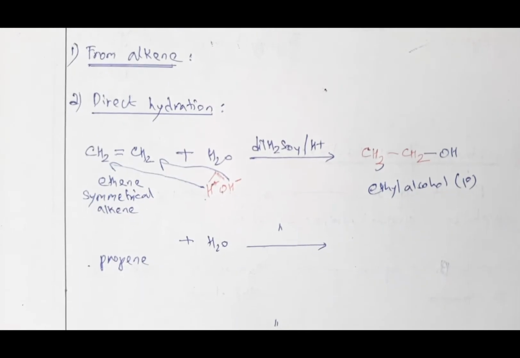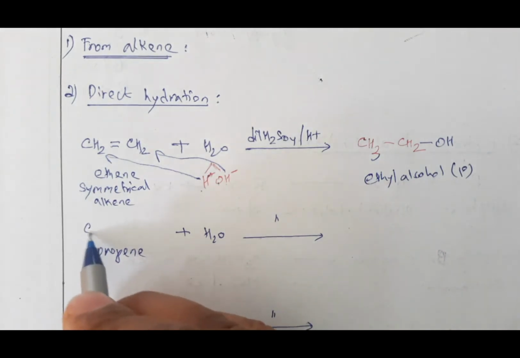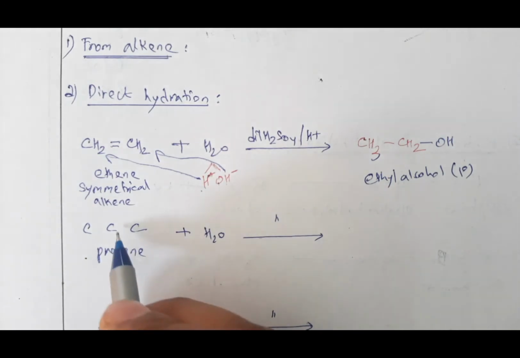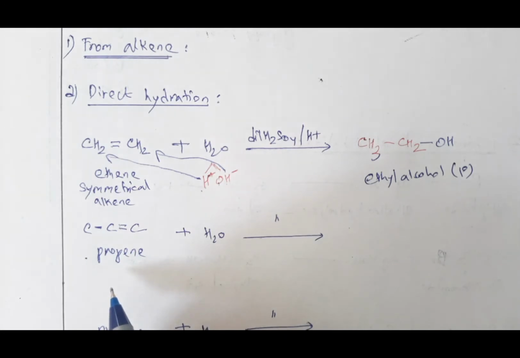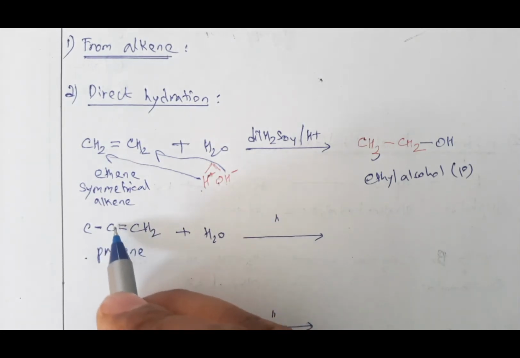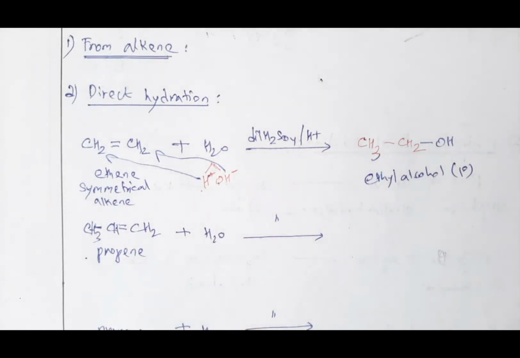Now second, let us see how to prepare through direct hydration using the same catalyst or medium with propene. Prop means 3 carbons, you know that, and ene means double bond. So when you make the double bond, the other will be single bond. Now make the valency of carbon 4 by adding hydrogen. I added hydrogen, so this became propene.